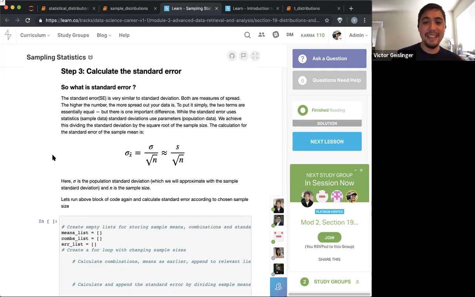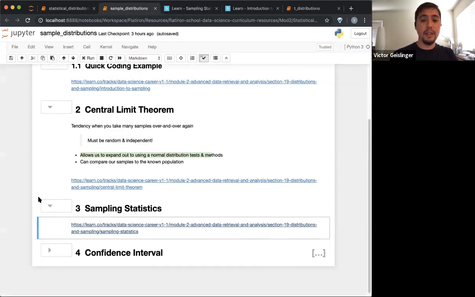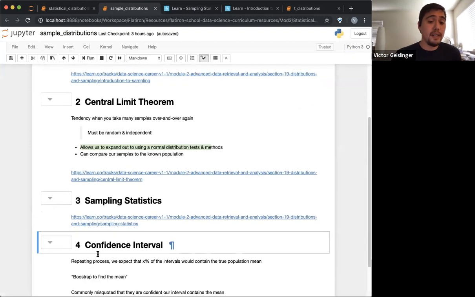Just be aware. But just know in general, as we get more and more of the population in our sample, our sample approaches the standard deviation. Okay. Cool. All right. So I'll move on to the last part, which is our confidence interval, which is really fun.